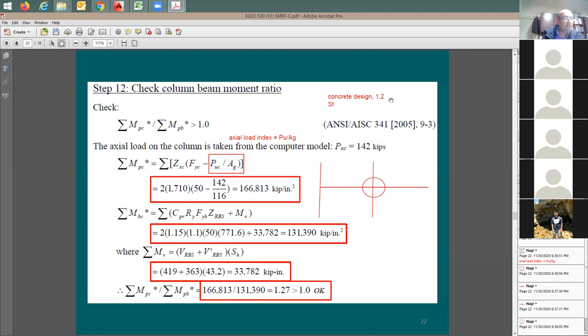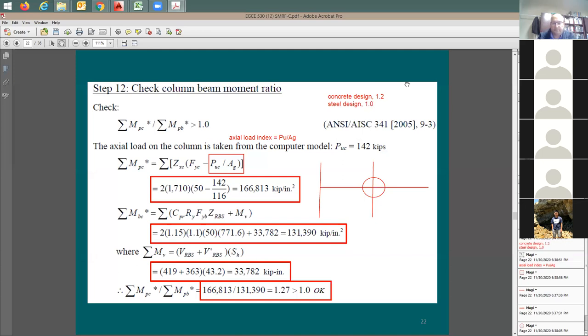In the steel design, this factor is only 1.0. And here's the reason. In concrete design, whatever increase factor that you have for the probable factors to get to the probable moment, right? We use it for columns and beams, right? So in this case, I can go to a factor of 1.2.